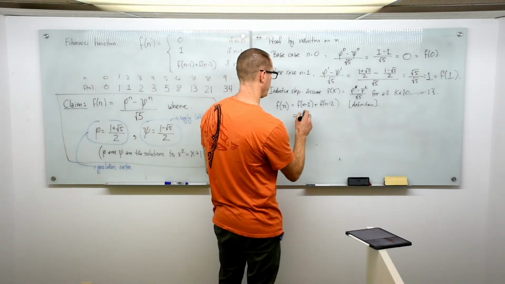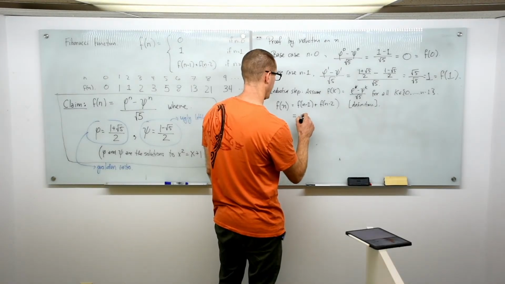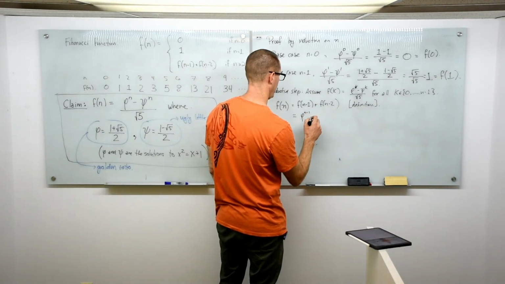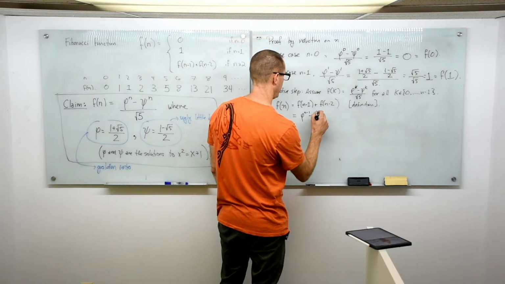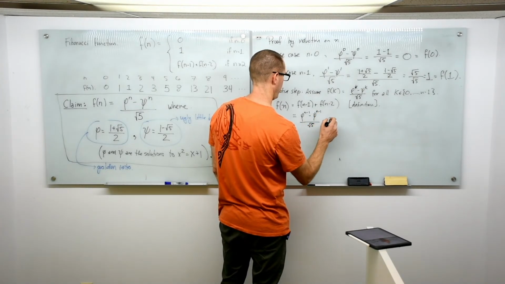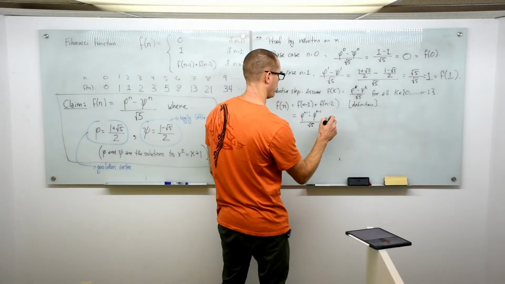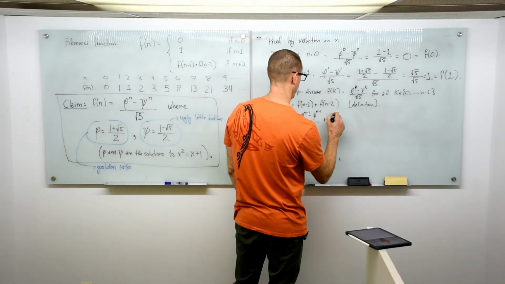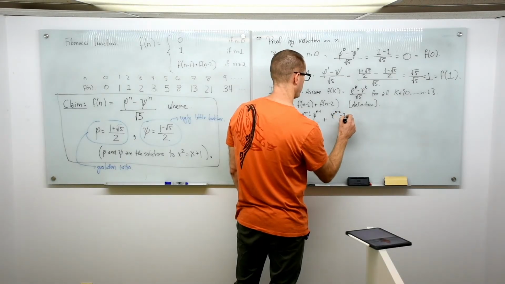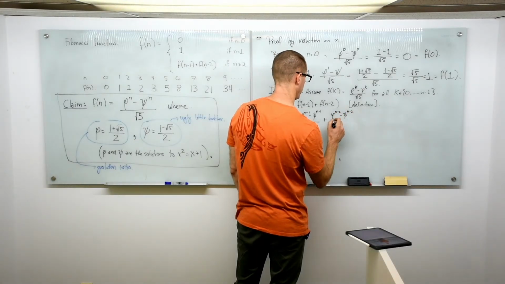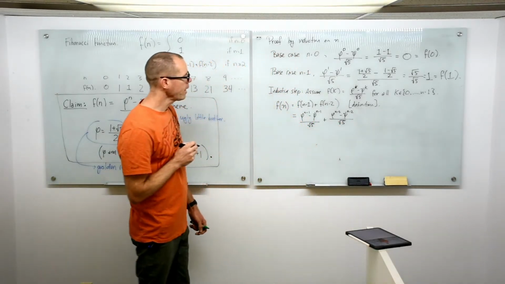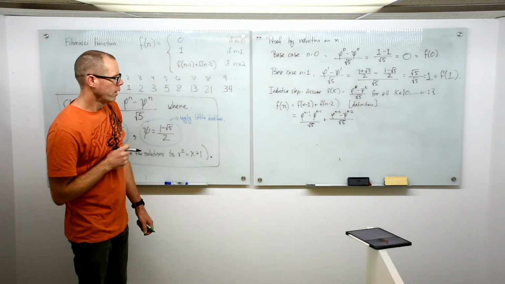So this is going to be, for n minus 1, we're going to get phi to the n minus 1 minus psi to the n minus 1 over square root of 5. Here we're going to get phi to the n minus 2 minus psi to the n minus 2 over the square root of 5. Okay, good.